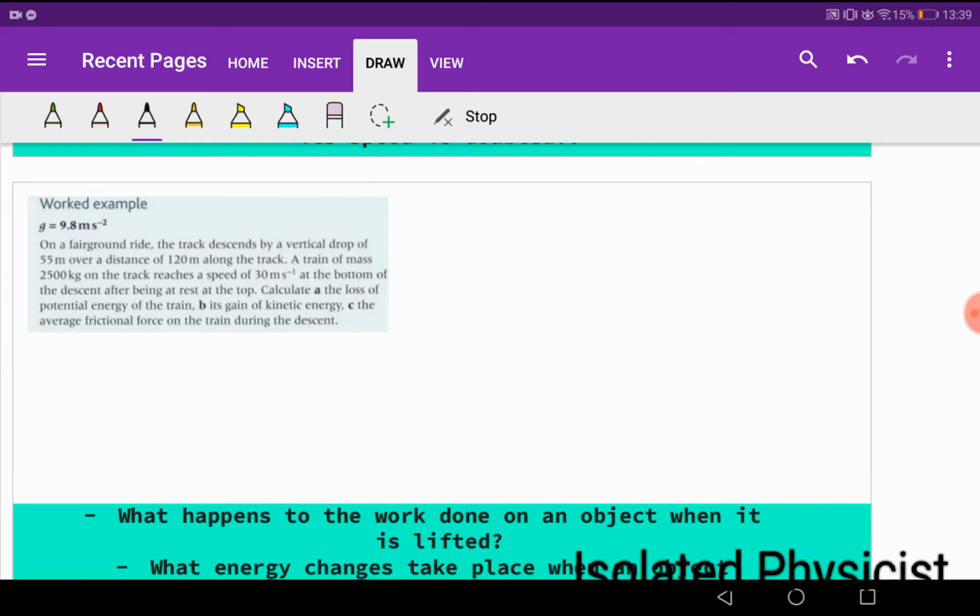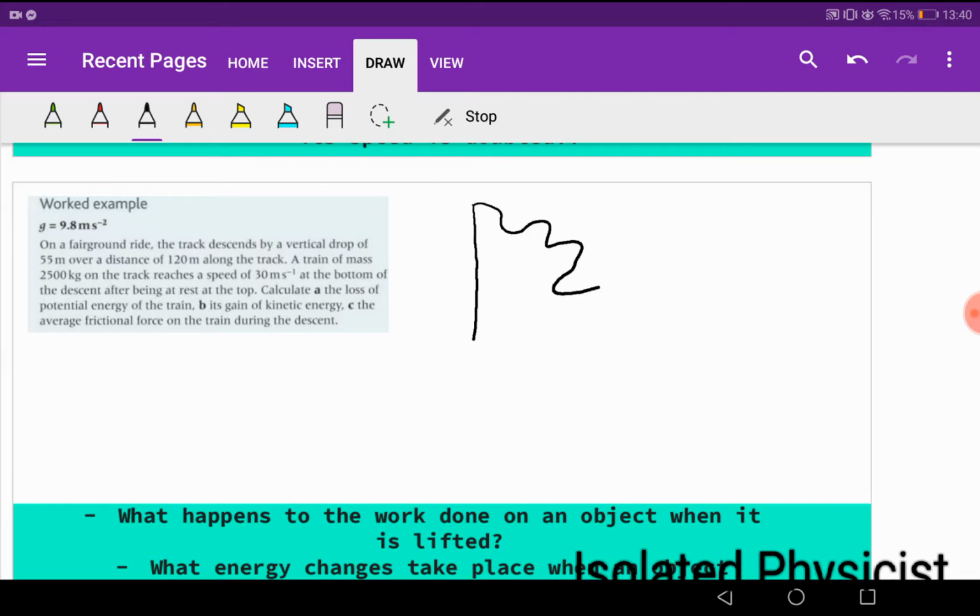The track descends by a vertical drop of 55 metres over a distance of 120 metres along the track. A train of mass 2,500 kilograms on the track reaches a speed of 30 metres per second at the bottom of the descent after being at rest at the top. Calculate the loss of potential energy, the gain of kinetic, and the average frictional force on the train during the descent. Now, let's have a look here.